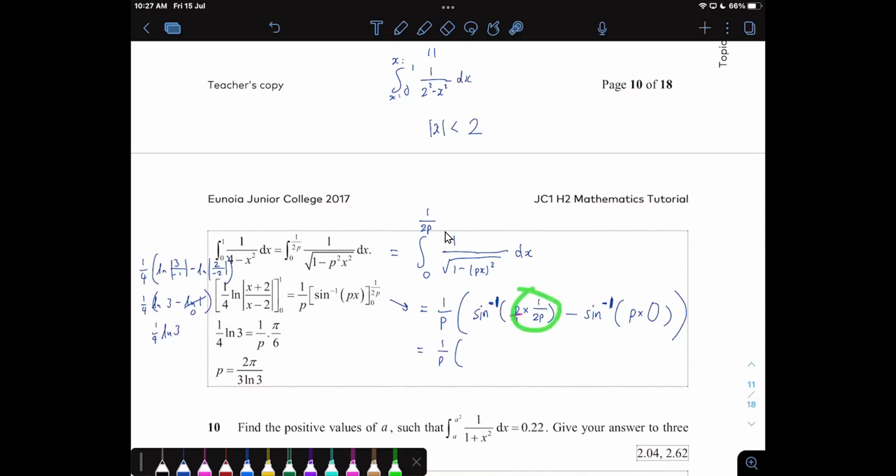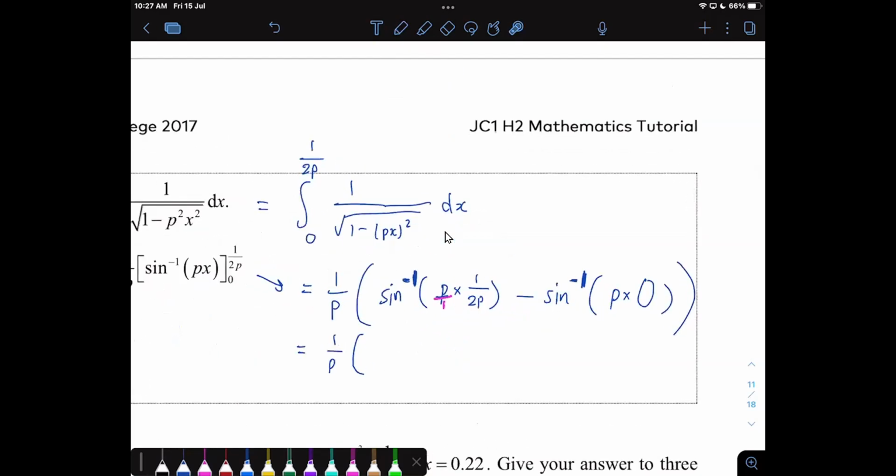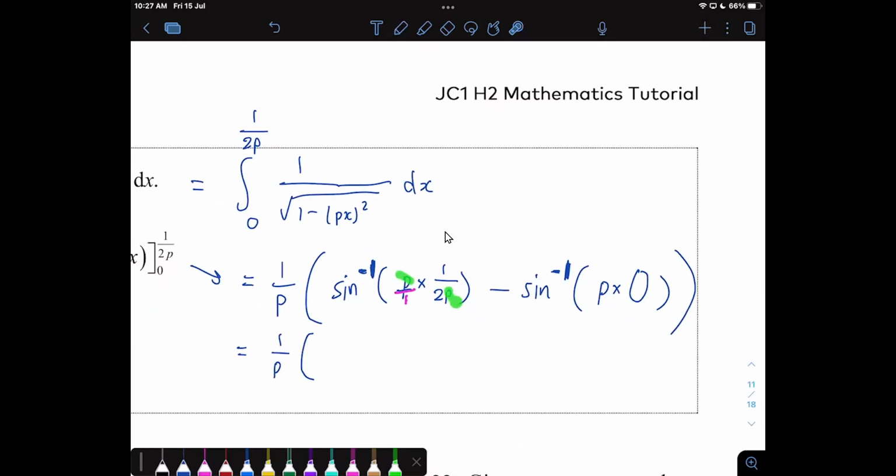So what do you get? The p and p cancel off to give you a half. So it's just, tell me the simplified version step by step. Sine inverse of a half, then minus sine inverse of a 0. What's sine inverse of half? Or sine theta equals half. What is theta? Don't know. Is it the special angle? Yes.